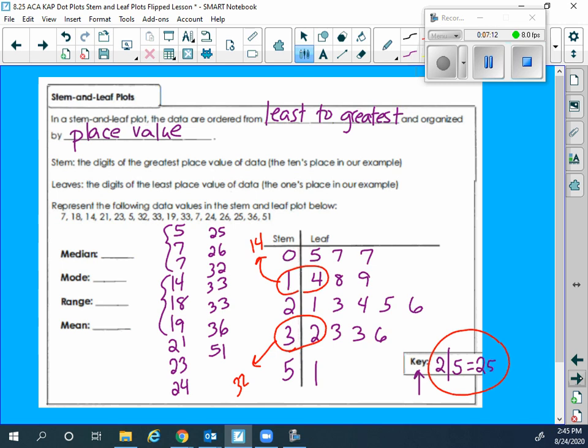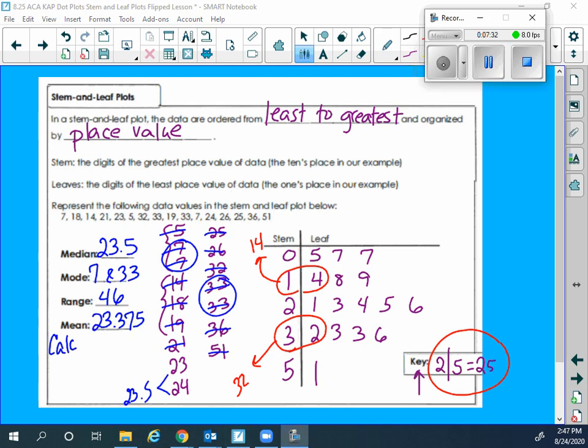I would like for you to go ahead and find the median, the mode, and the range. And you may use a calculator to get the mean for this one, okay? You can use a calculator. Let's just make sure we all get those same numbers. Okay, so go ahead and pause it, work it on your own, and then check.